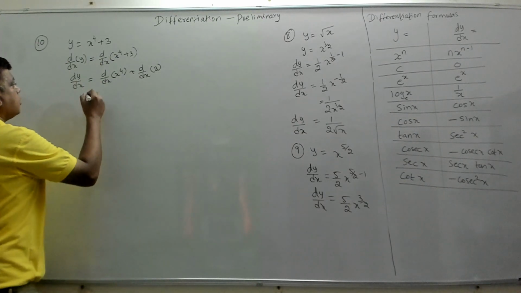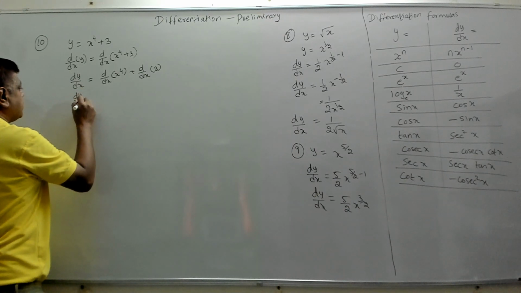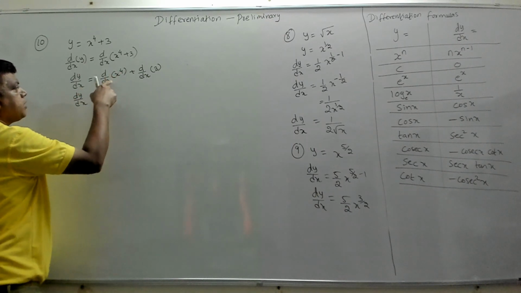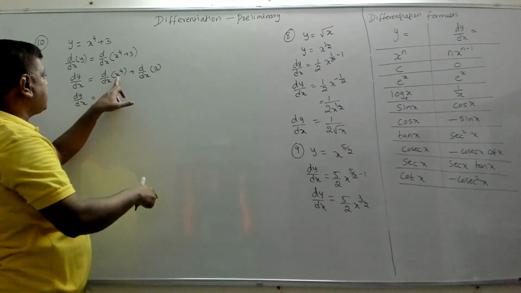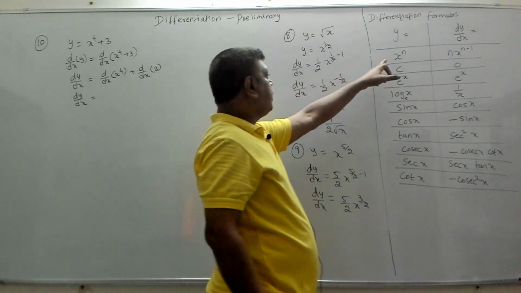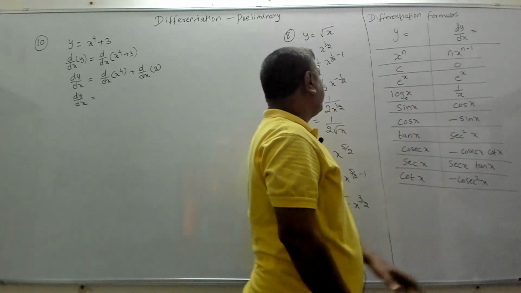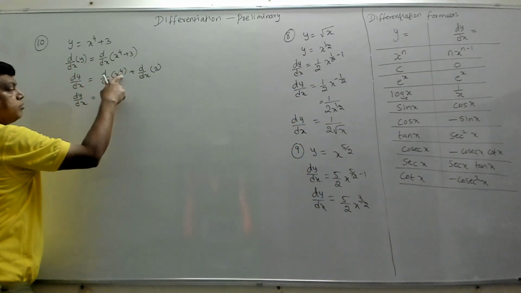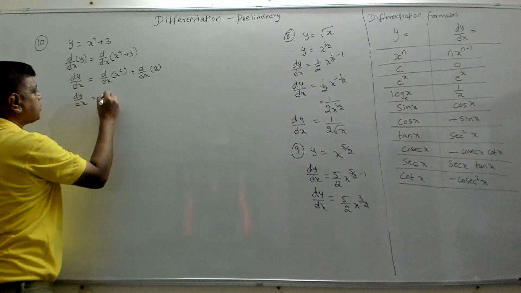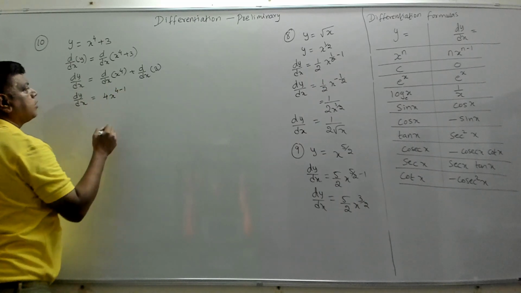Right? So now dy by dx is equal to, now x power 4. Now differentiation of x power 4. This is like x power n. X power n is n x power n minus 1. So x power 4 means n is 4. So differentiation of this is 4x power 4 minus 1. So we have differentiated this.